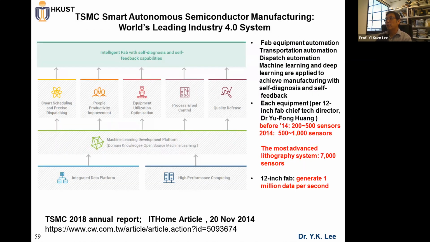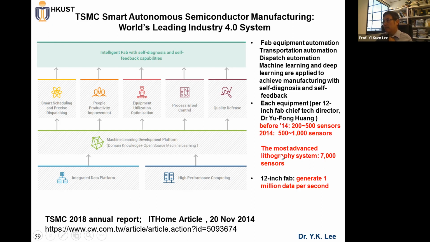Okay, and anyway, of course, this kind of sensor is so important for smart manufacturing. TSMC is world number one in making this kind of IC for your iPhone, Google TPU, and also the GPU, and many big semiconductor companies, even Huawei also has the same design to make IC and MEMS. In the old days, all the machines in a semiconductor manufacturing plant had about 200 to 500 sensors. But after 2014, they have about 500 to 1,000 sensors in the machine, right?